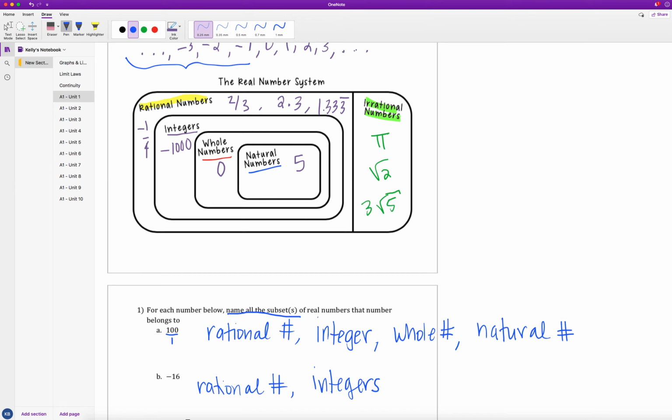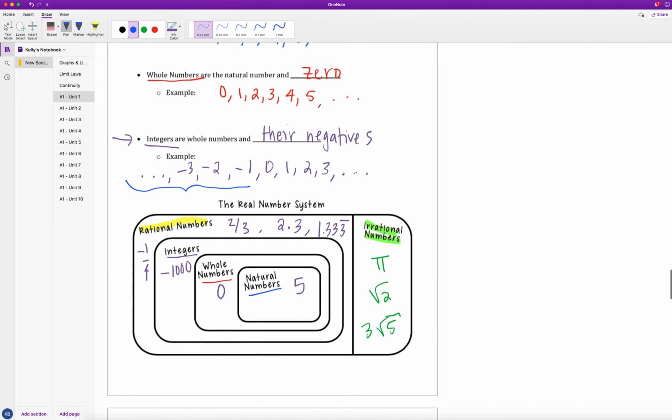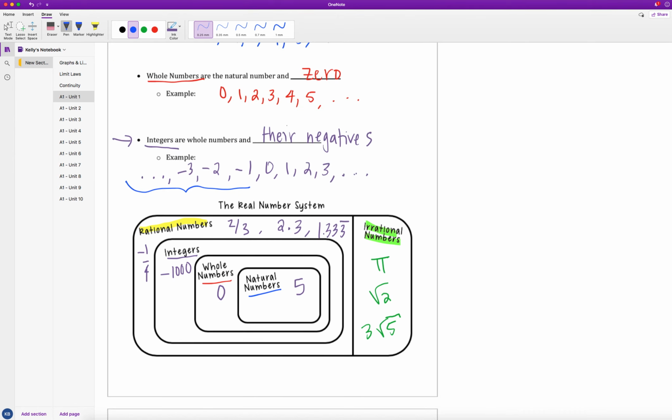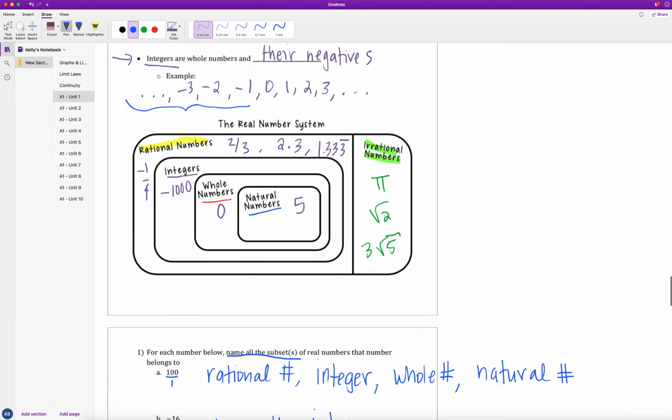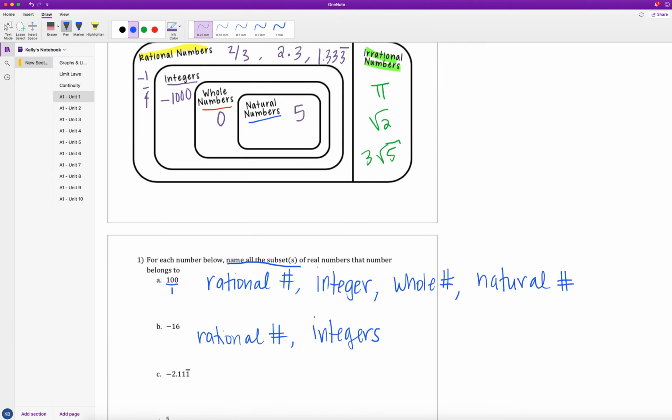The next thing it could be is a whole number. Well, whole numbers start with 0 and just go positive. So if I look at that definition of whole numbers, remember they start with 0 and just go in the positive direction. So negative 16 cannot be a whole number. And because it's not a whole number, there's no way it can be a natural number. So negative 16 is just a rational number and an integer.